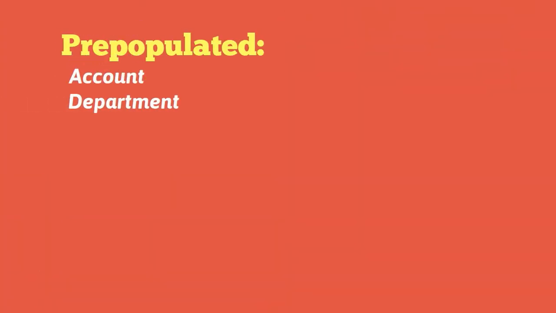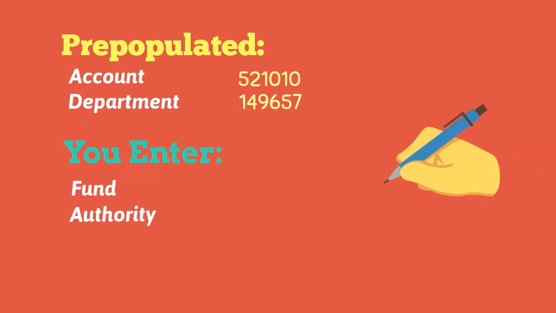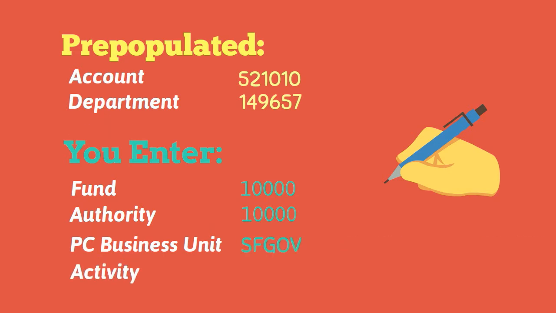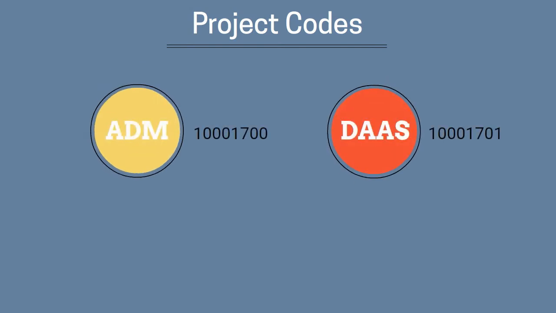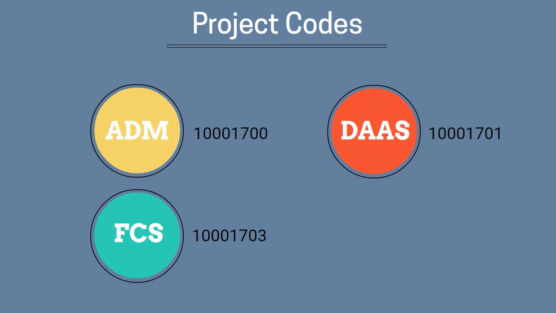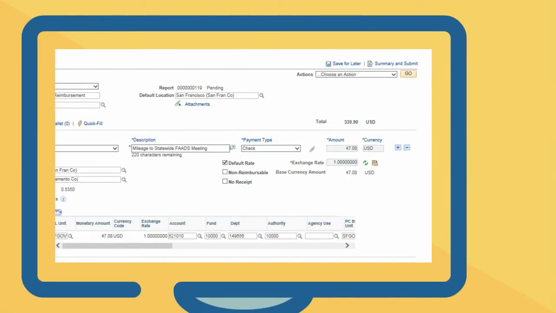You'll notice that the account and department are pre-populated, but you will need to fill out the fund and authority with code 10000, the PC business unit with SFGOV, and the activity 0001. For the project code, you would enter the appropriate code for your department, which are listed as follows. For admin staff, 1700, for DOS, 1701, FCS, 1703, and for all other programs, 1705.